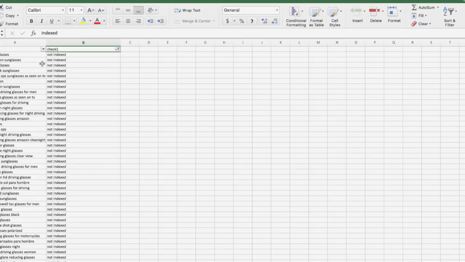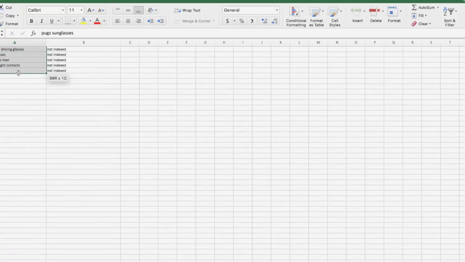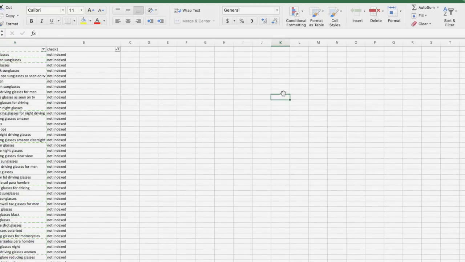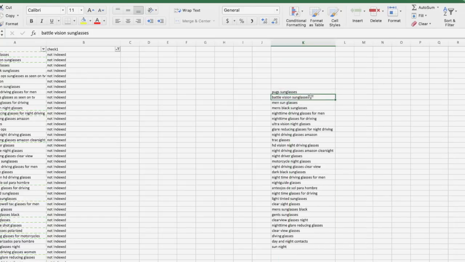So right here, these are all the keywords that we're not indexing for. Our competitors are ranking for these within 1 to 30, yet we're not showing up for these for some reason. Now that's a huge issue, okay? For these keywords, you need to put them in your listing: in your title, in your bullets, in your description, in your backend.